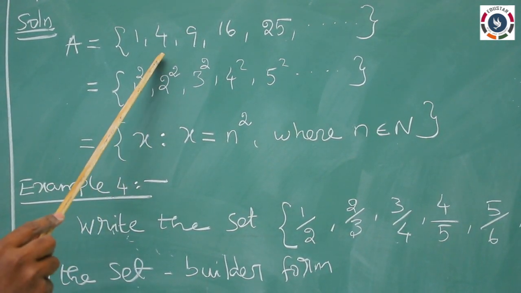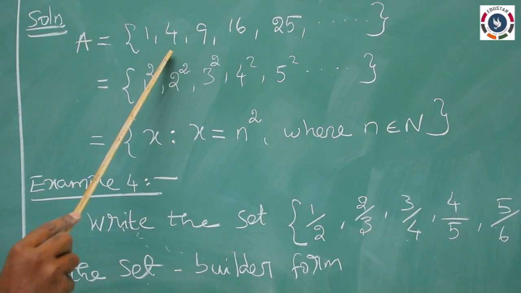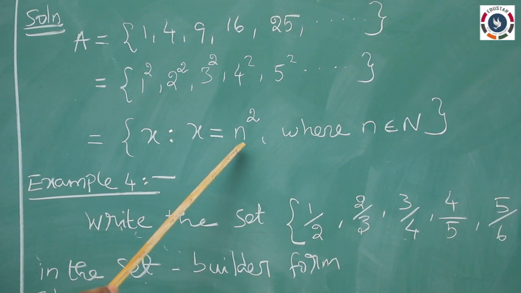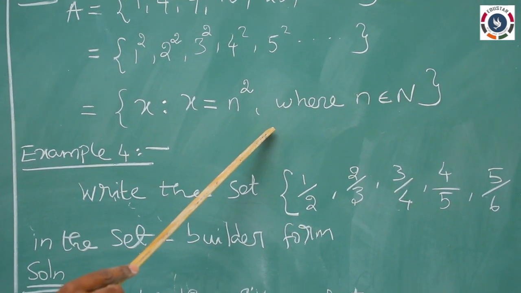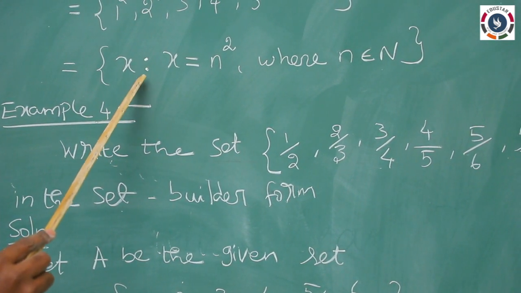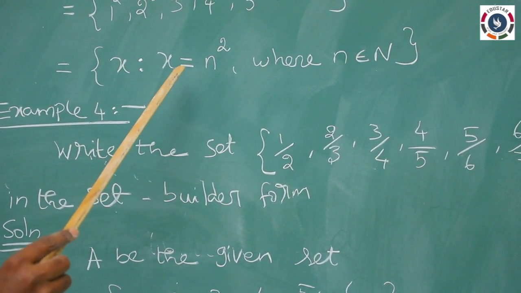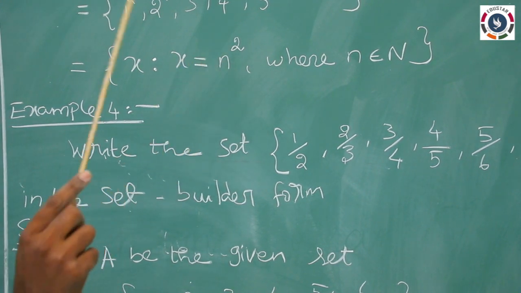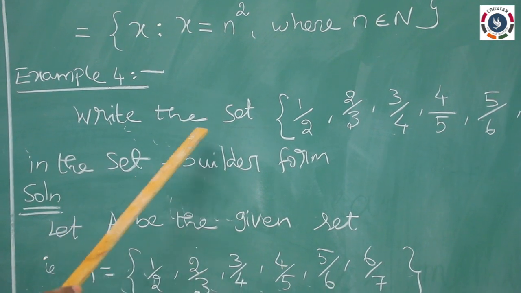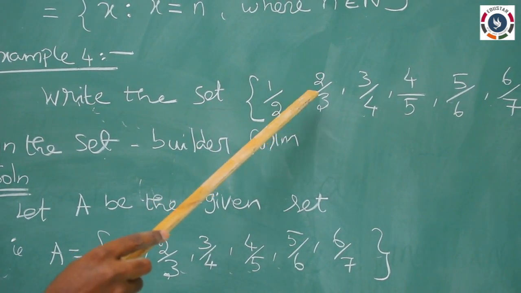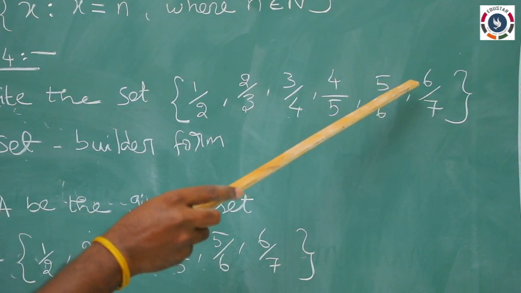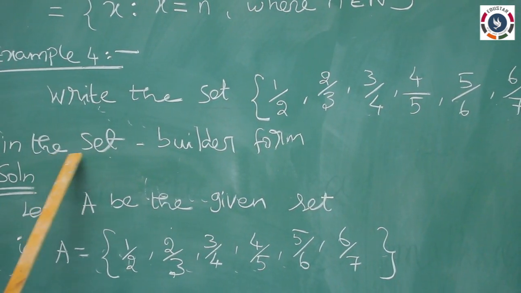This set can be written in another form: x such that x is square of a natural number. So, next example: write this set 1 by 2, 2 by 3, 3 by 4, 4 by 5, 5 by 6, 6 by 7 in the set builder form.